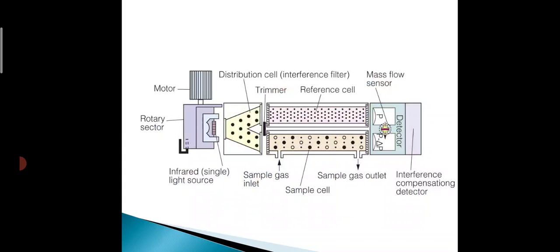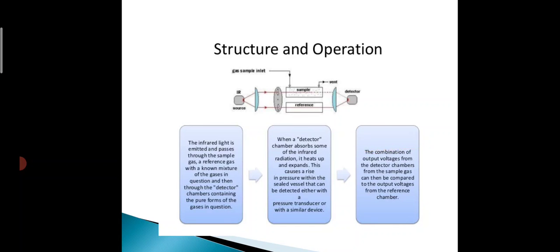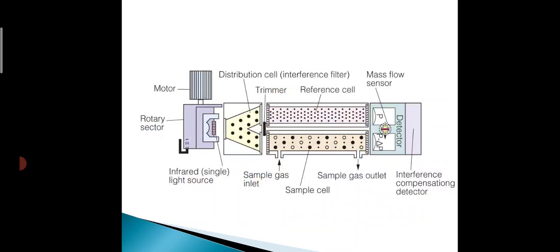Here we see the internal structure of the infrared gas analyzer. One infrared source is given in that place, and this motor is used to control the infrared light source, and this is an interference filter. The interference filter is used to filter the light rays and split the infrared rays. And here we see the reference cell and the sample cell, and the sample gas inlet and the sample gas outlet.